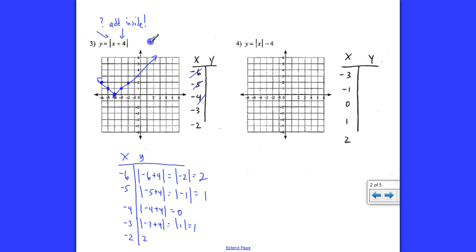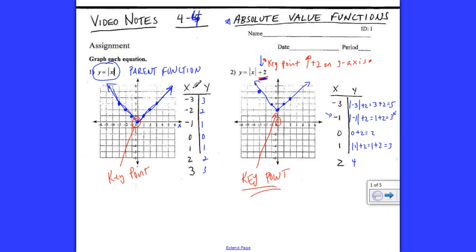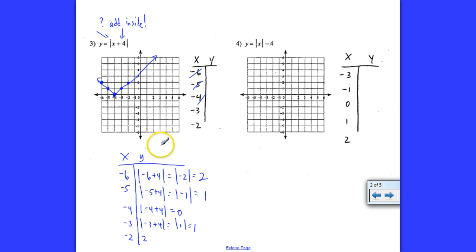Now, how does this compare to the parent function? This time, if we look back at number 1, again, the parent function key point is on the origin, okay? So in this one, my key point is -4, 0. All right, so when I added 4 inside, it moved left 4 spaces. All right, in other words, it went -4. X went -4. Okay, so X was -4 on that key point. So notice when it added 4 inside, it did the opposite direction along the X-axis.